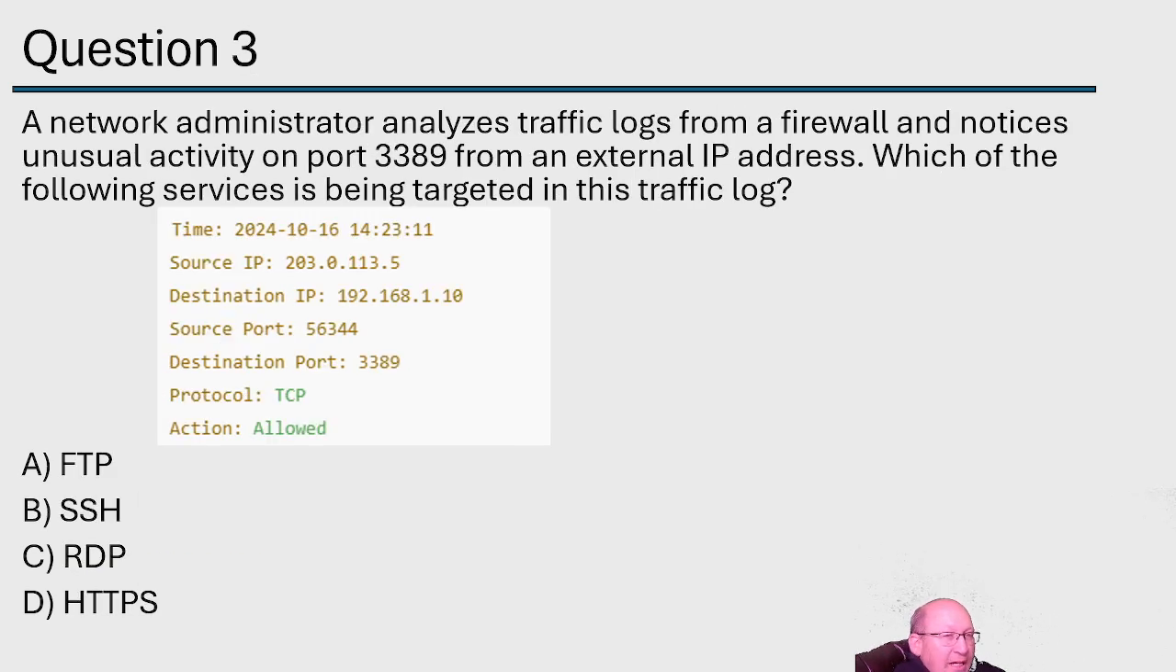Question number 3. A network administrator analyzes traffic logs from a firewall and notices unusual activity on port 3389. Do you remember what port 3389 services? Do you remember that one? From an external IP address, which of the following services is being targeted in this traffic log? We really don't need to read the traffic log. If we know what port or what protocol operates on 3389, then we're good to go. If we don't remember, then we're probably suffering.